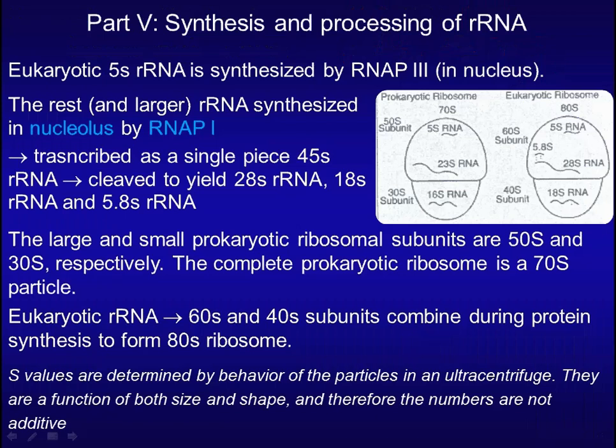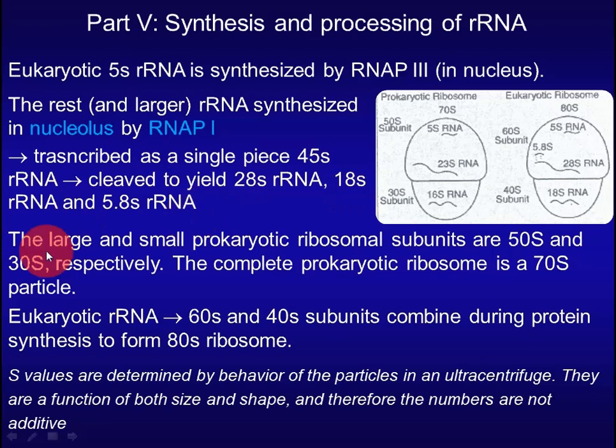Now, let's go to part 5. Eukaryotic 5S rRNA is synthesized in the nucleus by RNA polymerase III. The rest and much larger rRNA is synthesized in the nucleolus by RNA polymerase I. It is transcribed as a single piece, 45S rRNA, then cleaved to yield 28S, 18S, and 5.8S rRNAs, each containing a number 8 in it that can help us remember them.